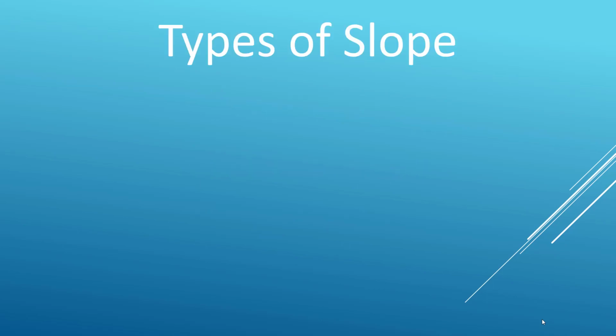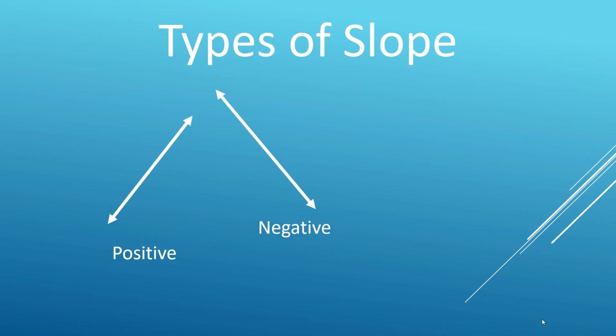Types of slope. Now, we've already seen types of slope as we talked about the characteristics of functions, because you had increasing, decreasing, and constant. So you're going to see some overlap here. This appears to be increasing. Well, when it's increasing, we call it positive slope. This appears to be decreasing. When it's decreasing, we call it negative slope.